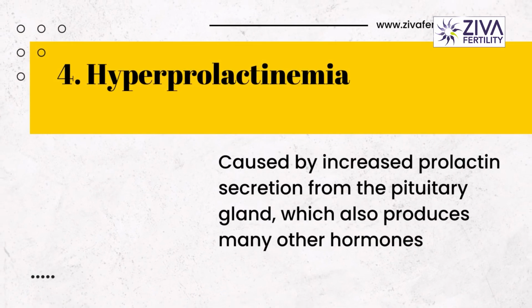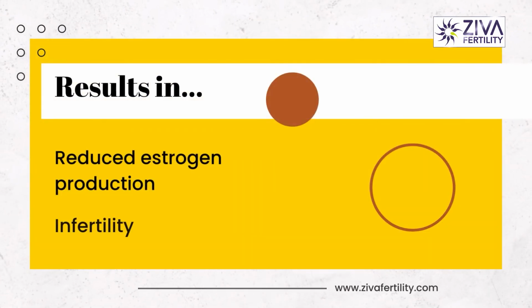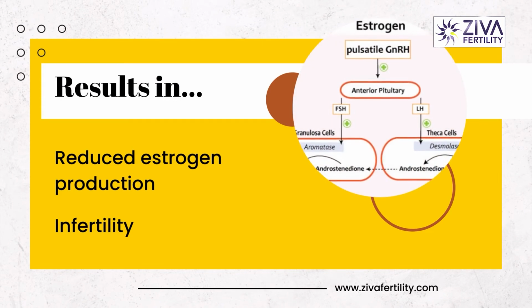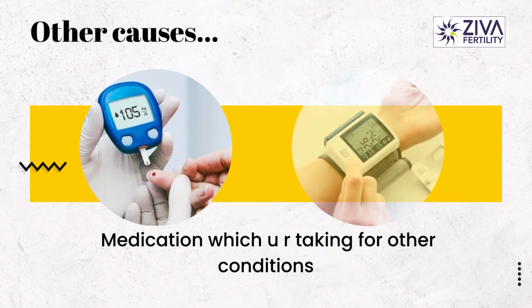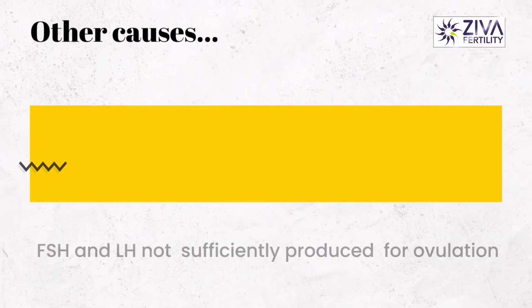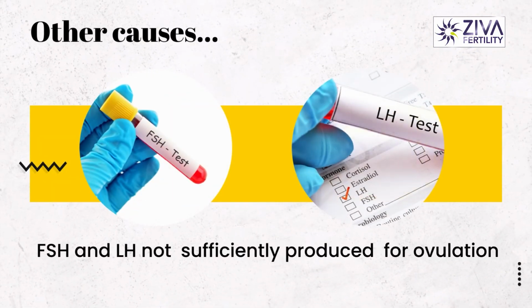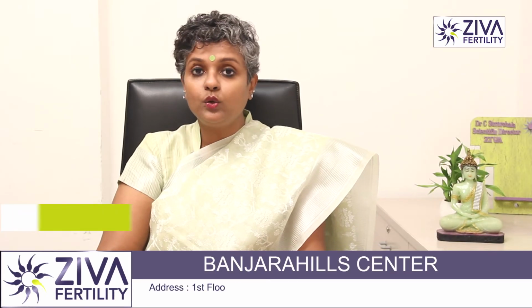Next is too much prolactin. The pituitary gland can cause excess production of prolactin, also called hyperprolactinemia, which reduces estrogen production and can cause infertility. This can also be caused by medications you are taking for other conditions. So this is a very important factor as well. Hyperprolactinemia causes an imbalance, and therefore FSH and LH are also not produced sufficiently for ovulation of eggs. Therefore, it's very difficult for you to understand when to plan for pregnancy.